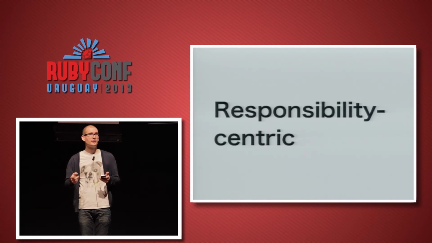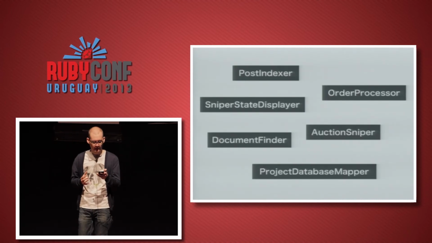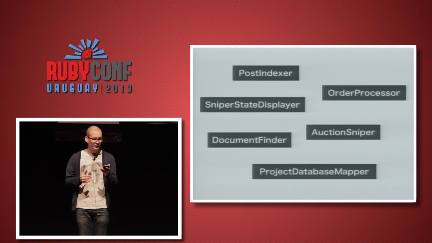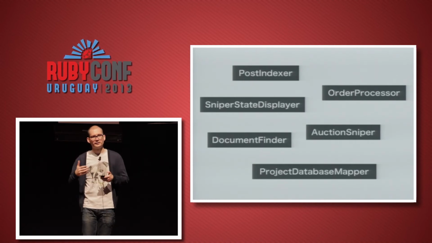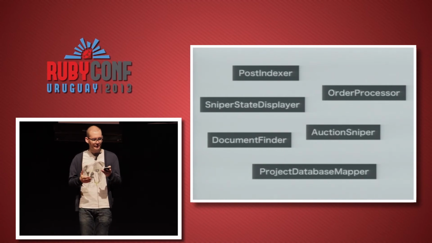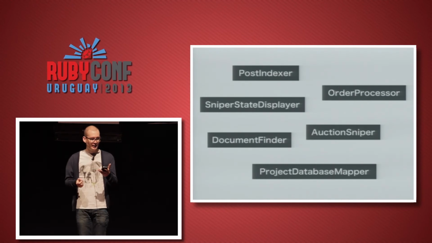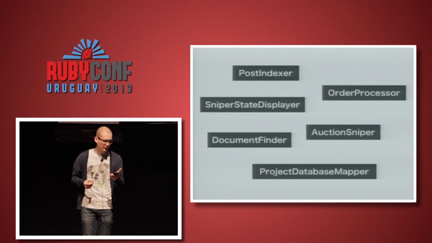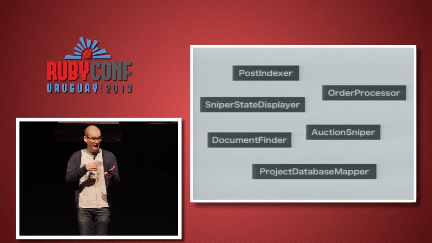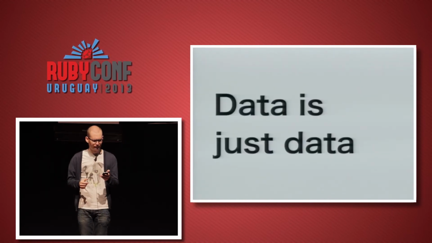On the other side, we have the responsibility-centric approach. In this style, modeling happens around behavior. That means that the main classes of our domain will have names like post indexer, order processor, project database mapper. These are concepts that don't correspond to entities of the real world, and users of our application don't know anything about any of these. These are just artifacts that we create and that are only part of the solution.